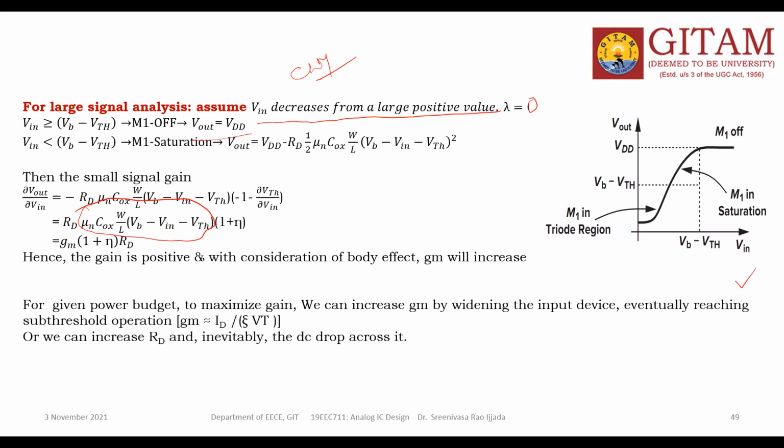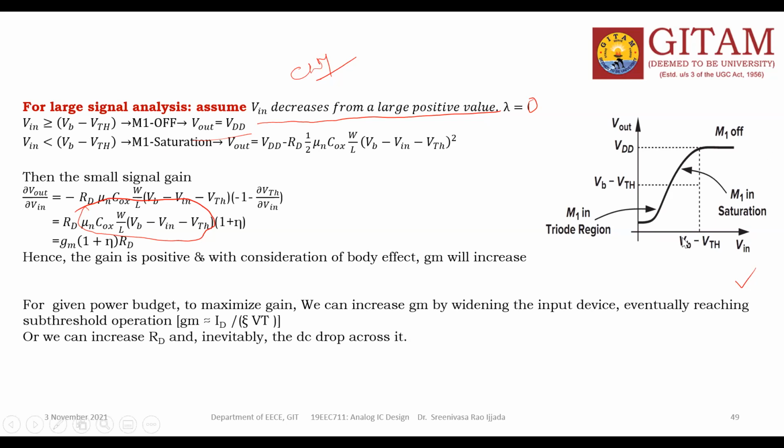Another way of changing the gain is RD, or we can increase RD and the DC drop across it. But I already told you that a purely resistive load is used here, and a resistive load will create problems of fabrication and area occupation. These are the setbacks. Moreover, if you increase the RD value, the drop across RD will increase. I hope you understand.